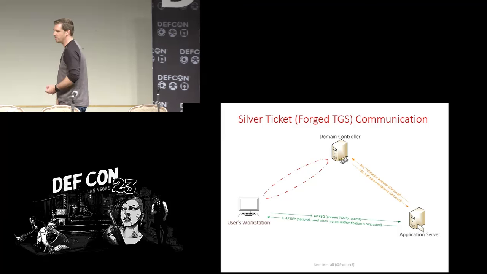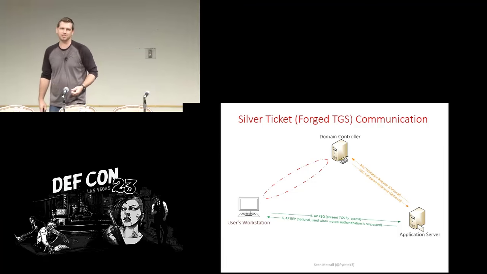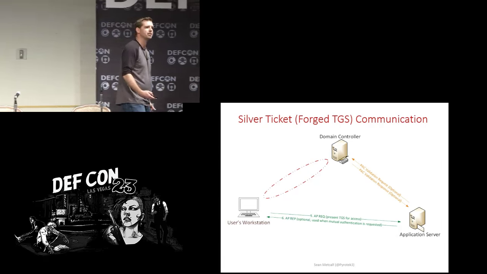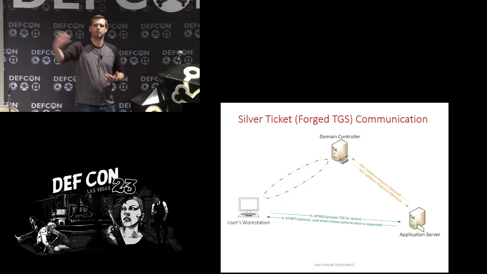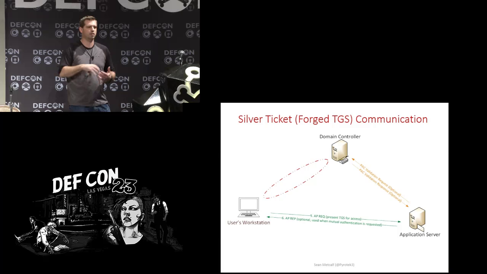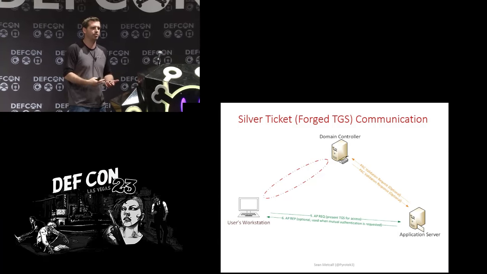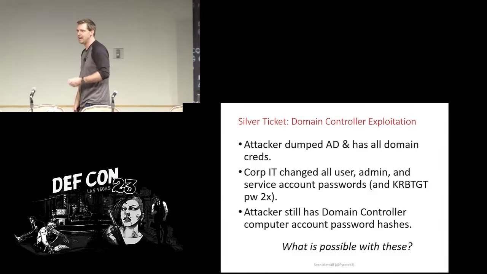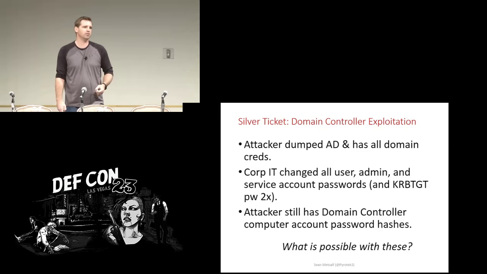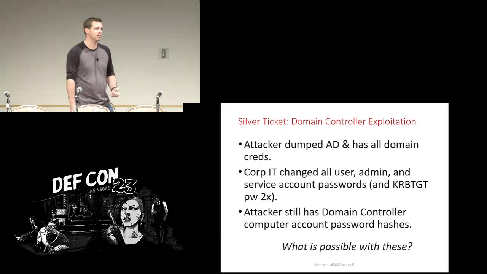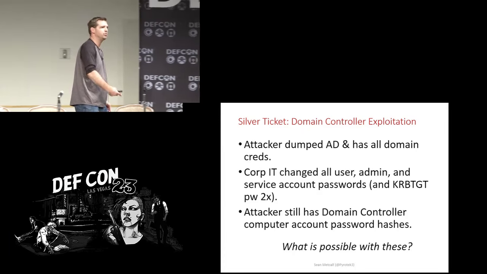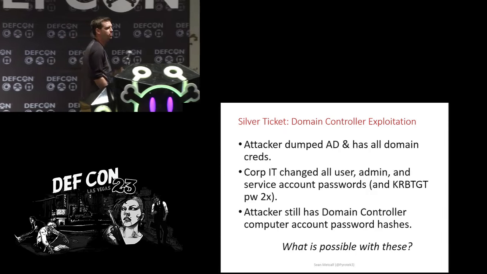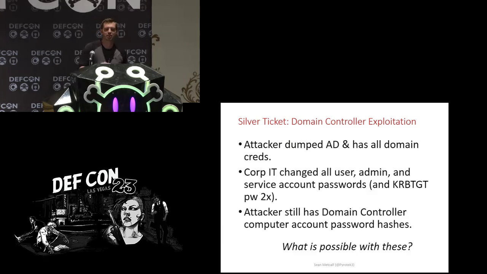And in a certain scenario, silver tickets can be more dangerous than golden tickets. Well, what might that be? Every computer account in Active Directory has a password. When you join a computer to the domain, an associated computer account is created for that computer, and it has a password changed about every 30 days. Well, if the attacker dumps the domain credentials for the entire domain, they now know all those credentials, including the domain controller computer account credentials, the computer account password hash. So even if Corp IT changes all the user and the admin and the service account passwords and the krbtgt twice, they still have the domain controller computer passwords. If they haven't changed, I can do this.